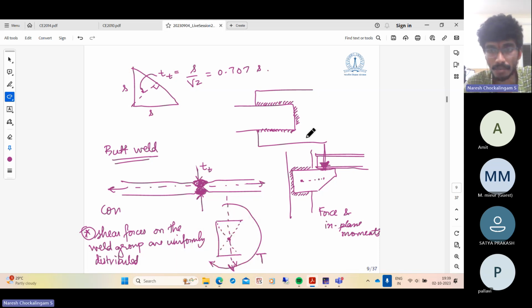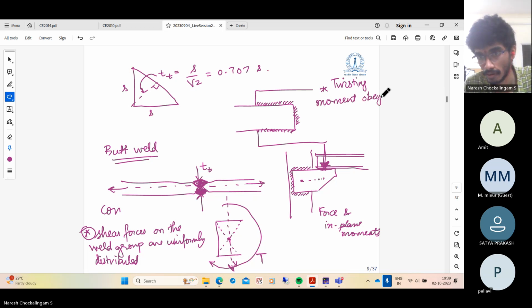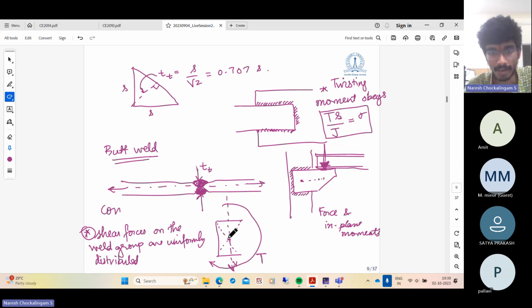And the twisting moment obeys the usual assumption under twisting. What is it? The twisting moment times the radial distance from the center divided by the polar moment of inertia is equal to the stress. So the stress at any point, if the radial distance from the center of the weld group is S, is given by the total twisting moment T times S divided by J. So this is a simplified analysis for in-plane eccentric loading.